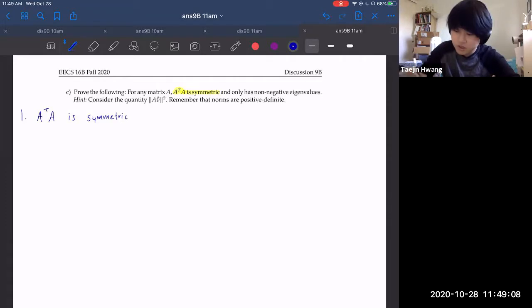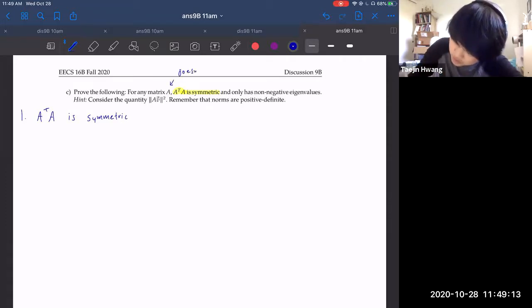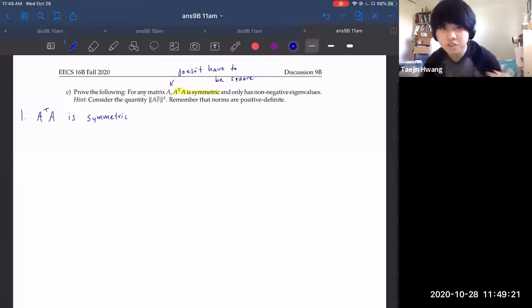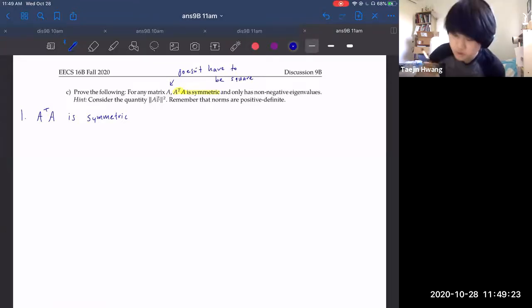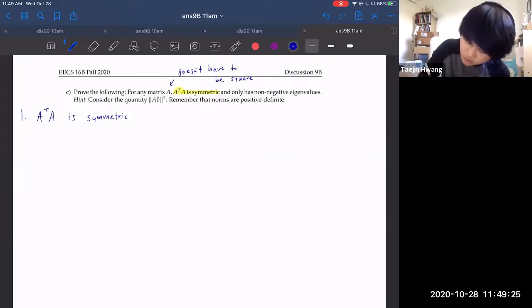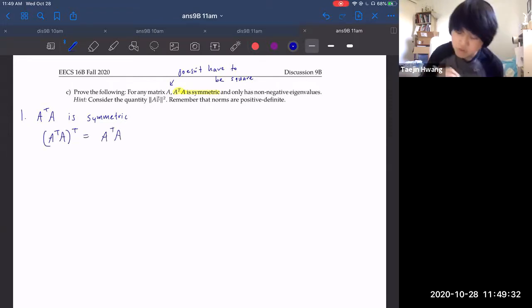Just something I also want to note is that this matrix A doesn't have to be square. A transpose A has to be square, but A not necessarily is. A doesn't need to be square. So to show this is symmetric, we can show that A transpose A transposed is equal to itself. Remember that that's what it means for a matrix to be symmetric.